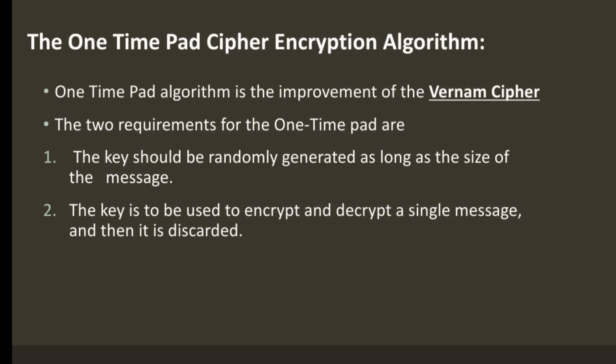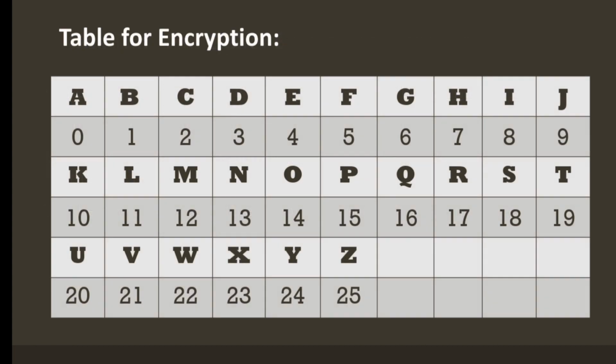The algorithm for one-time pad cipher goes like this. It is an improved version of Vernam cipher. The key should be randomly generated, as long as the size of the message. The key is to be used to encrypt and decrypt a single message, and then it is discarded. This is a table used for encryption in one-time pad cipher. Here A is numbered as 0, hence when we number Z, it will be numbered as 25.